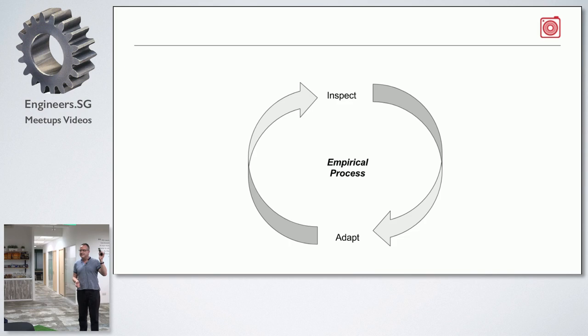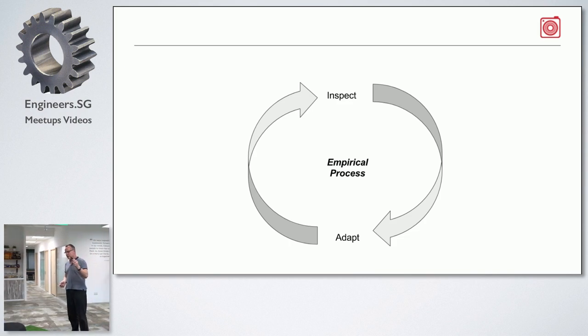And then, based on that inspection, you have to adapt. So this has got to happen frequently. You have to inspect, you have to see what you're doing, and then based on that, you need to adapt, you need to change the process. And that's what we're going to talk about today, because it is the application of inspection and adaptation.